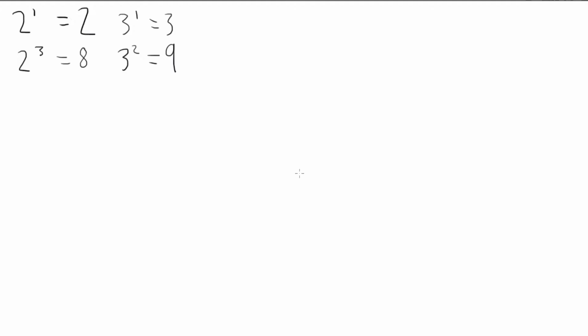This video will explore the basics of logarithms. So here we have a few exponential equations. We have 2 to the 1 equals 2, 3 to the 2 equals 9, so on and so forth. But how would we express an exponential equation as a logarithm? Because logarithms are just another way of looking at exponential equations.